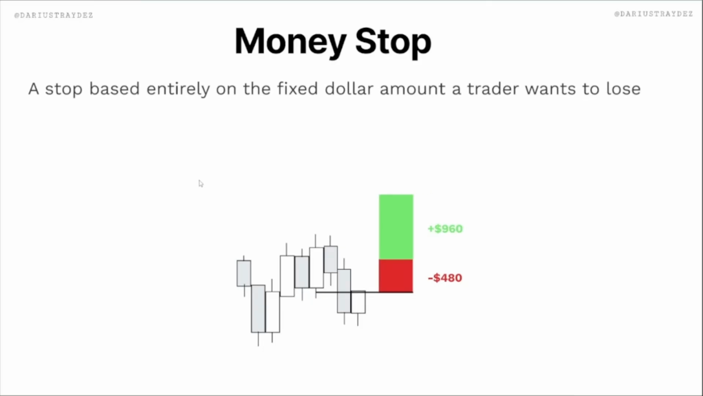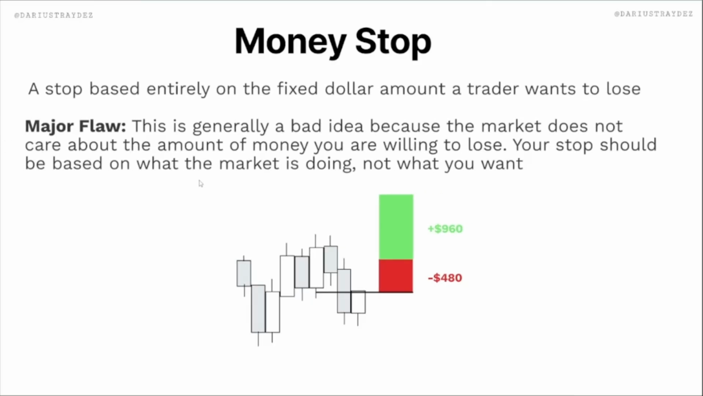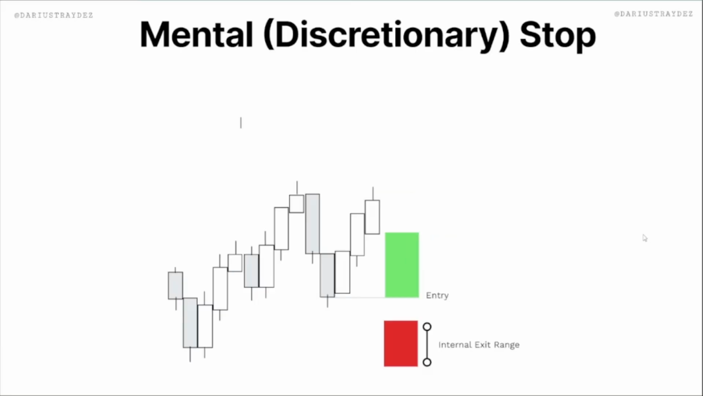Next, you have a money stop. And this is based on the fixed dollar amount that you would want to lose. So let's say, for example, you only can risk $480. This means that your stop is based on that $480. And this is generally a bad idea because the market does not care about the amount of money that you are willing to lose or your desired risk. Your stop needs to be based on what the market is doing, not what you want the market to do. So you see, obviously, this trade stops out because it's not based on time and price. It's based on your willingness and your risk, which don't actually matter.